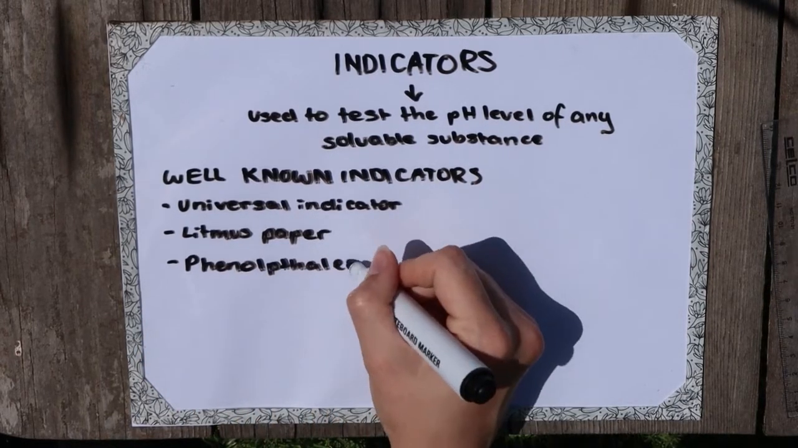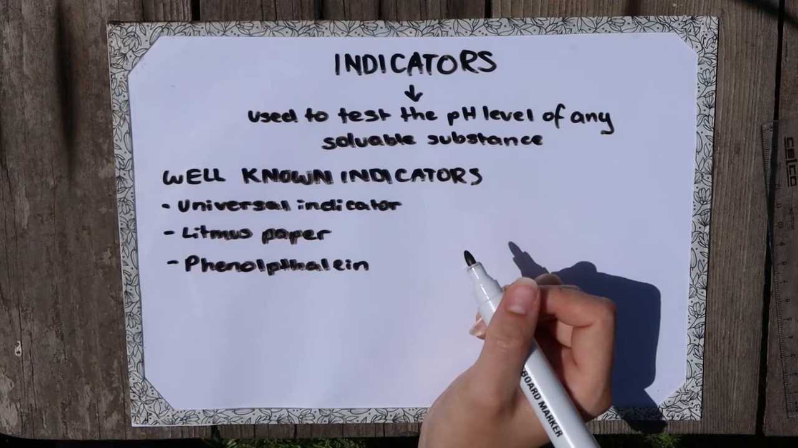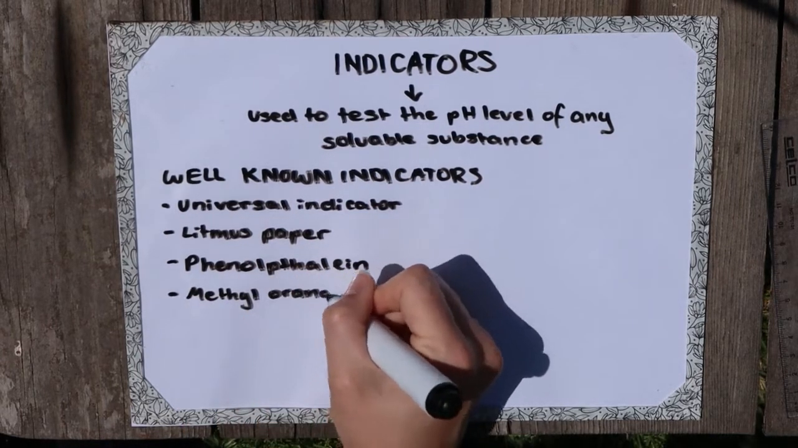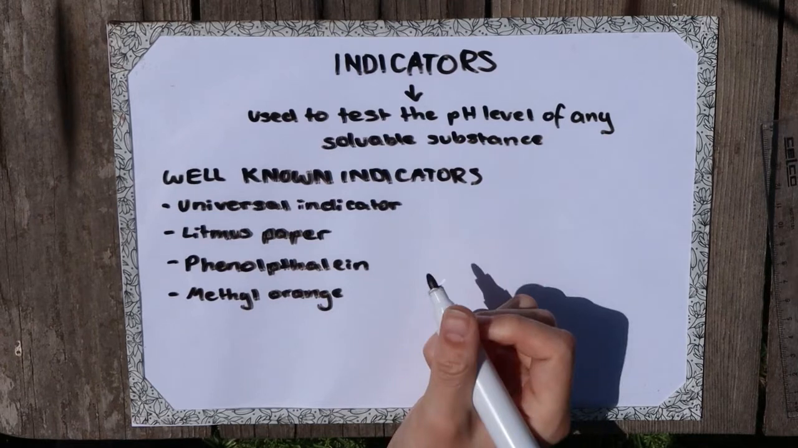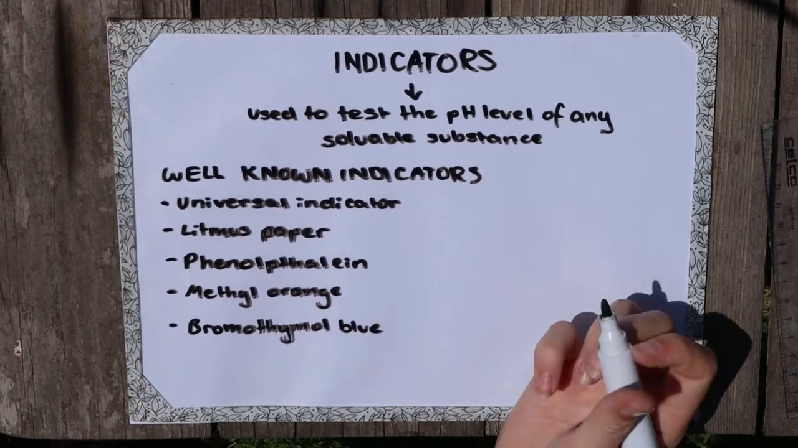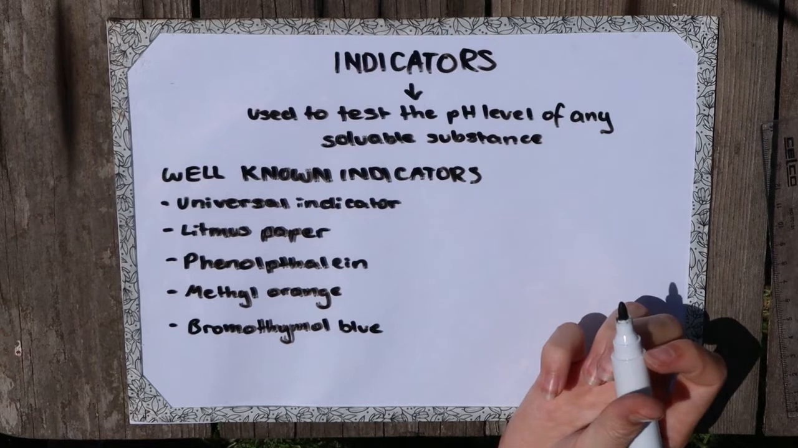Phenolphthalein. It is colourless unless added to a very strong base. Methyl orange is red only when added to a very strong acid. The rest of the time, it's yellow. Bromothymol blue is yellow, then green, then blue.